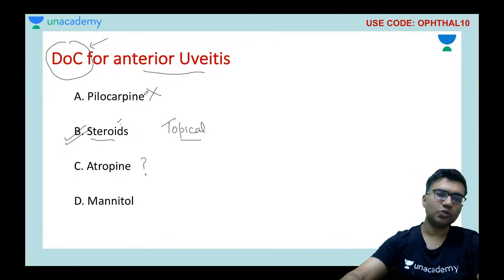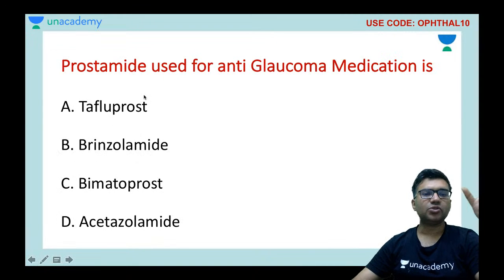Okay, next question: prostamide used as an anti-glaucoma medication is tafluprost, brinzolamide, bimatoprost, or acetazolamide. Try to answer.